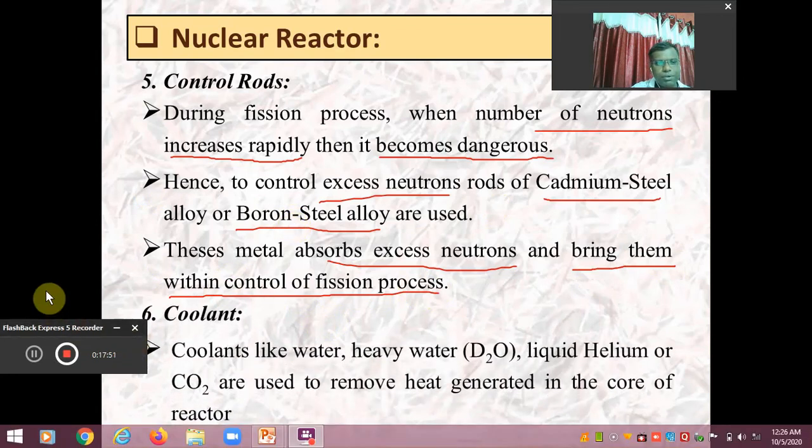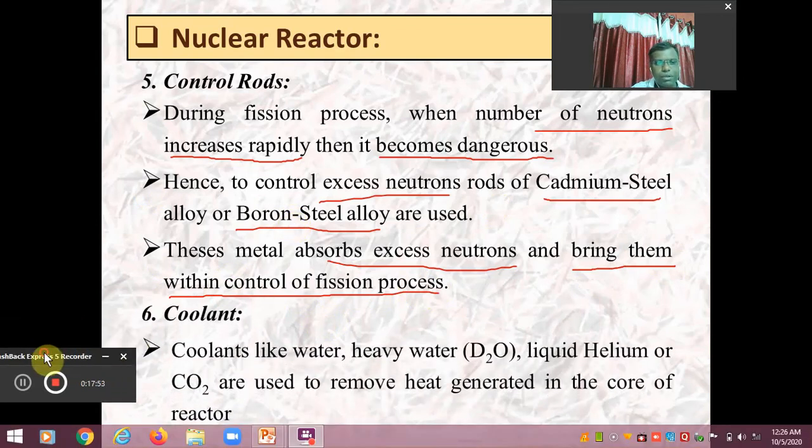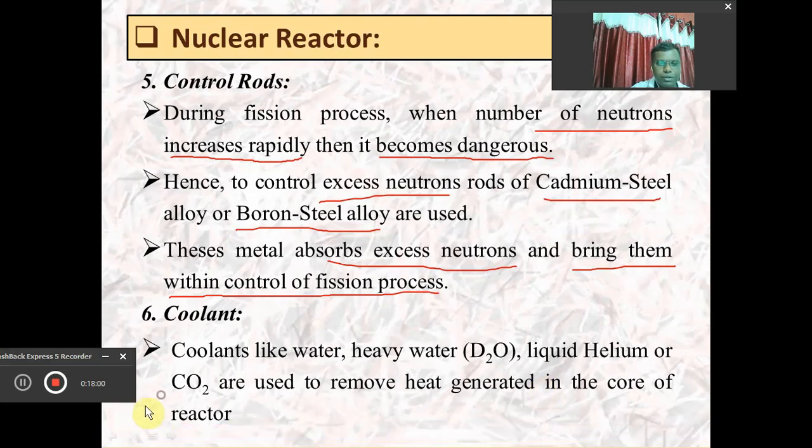Again, sometimes during the nuclear fission, the temperature of the nuclear reactor, particularly the core, increases too rapidly, and in order to control the temperature, some substances like heavy water or only the water, liquid helium or carbon dioxide are used to remove the heat generated in the core part of the reactor, and this heat is removed with the help of substances called coolants.